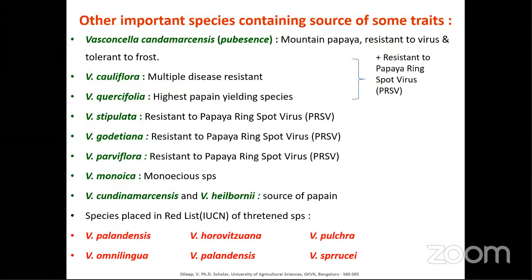This might not be very important, but the species that have special traits contributing to special characters are very important, and some questions are asked among them. Monoica, quercifolia, cauliflora, and cundinamarcensis are very much asked. These are frequently asked questions, and at least you should remember these things.